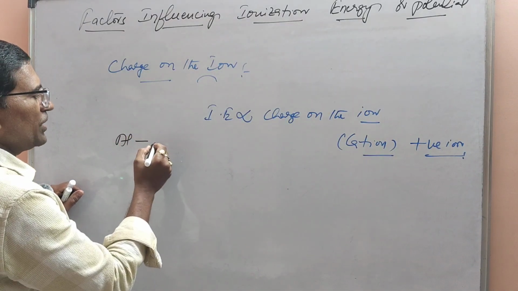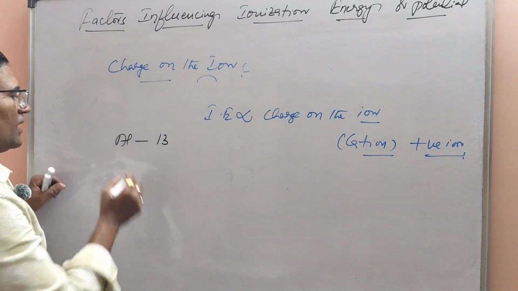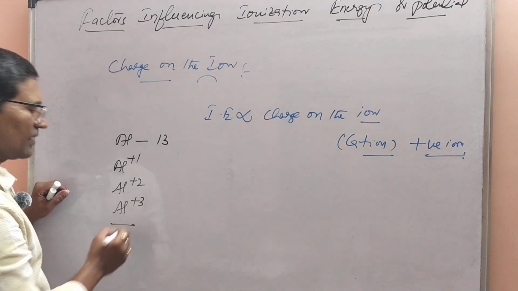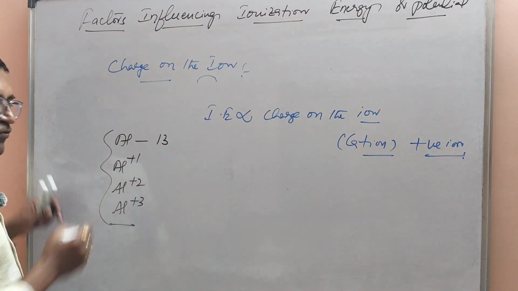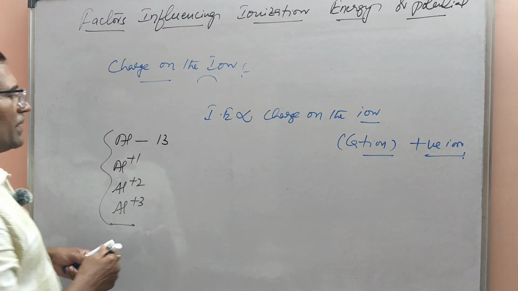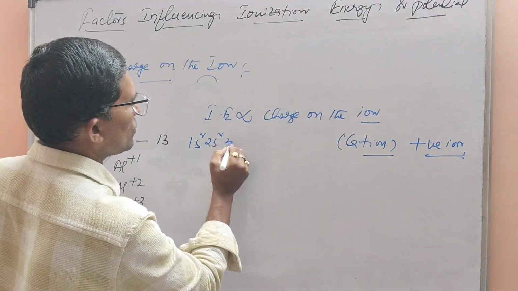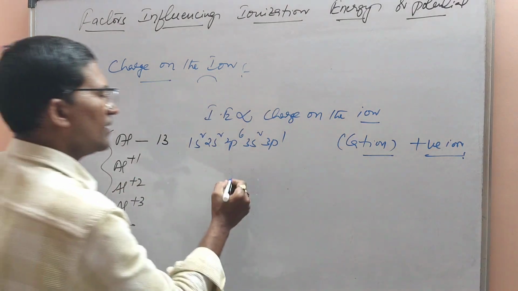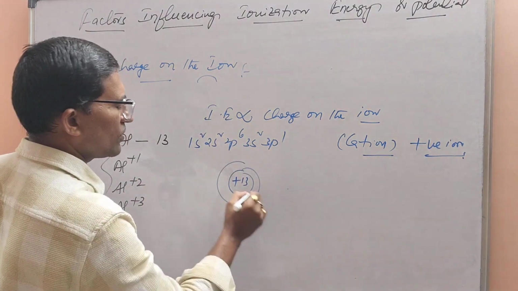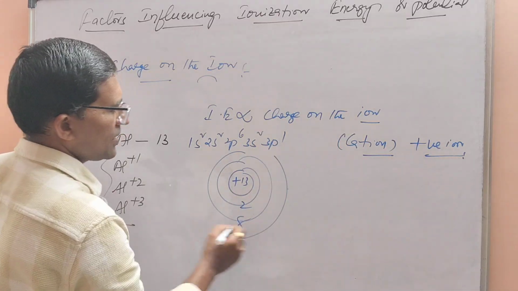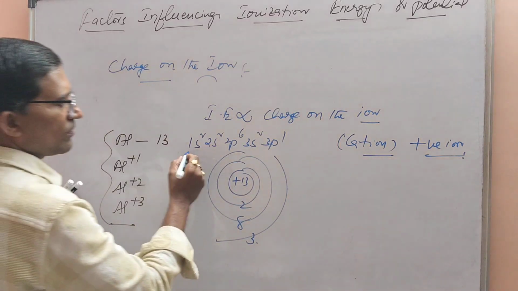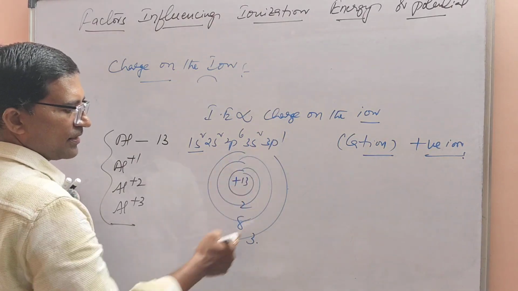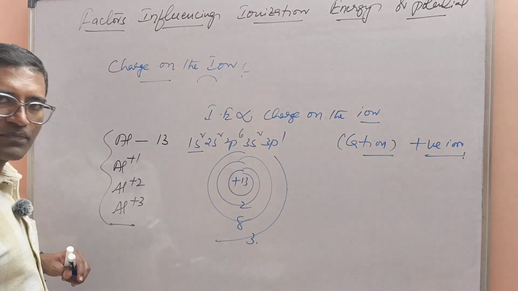Aluminium, atomic number is 13. I will take aluminium, Al plus 1, Al plus 2, and Al plus 3. I will explain with all these four. Aluminium atomic number is 13, configuration is 1s2, 2s2, 2p6, 3s2, 3p1. The nucleus has 13 positives. Outside the nucleus, 2 electrons in the first shell, 8 in the second shell, and in the last shell, 3s2, 3p1, 3 electrons are there.